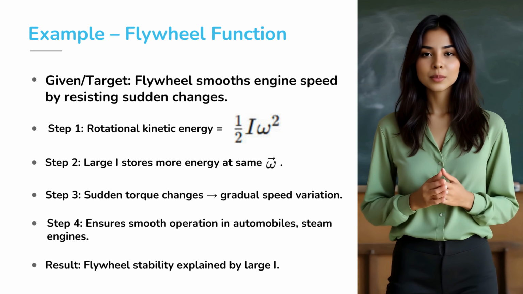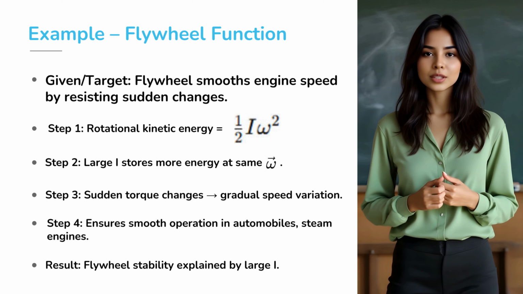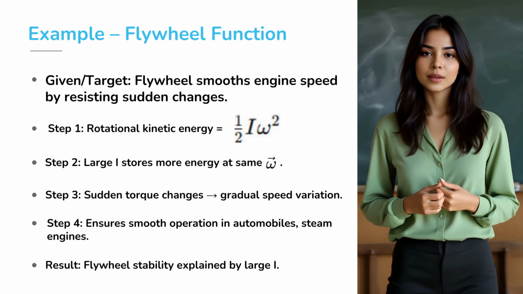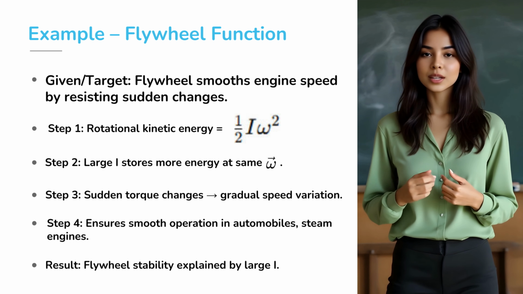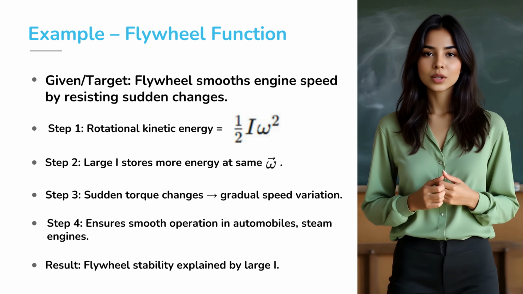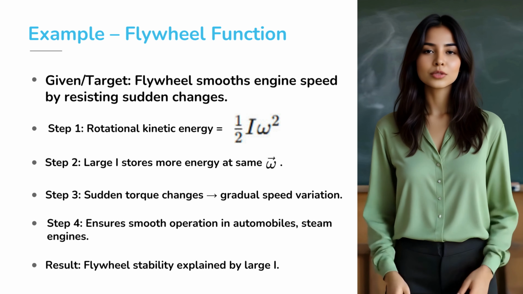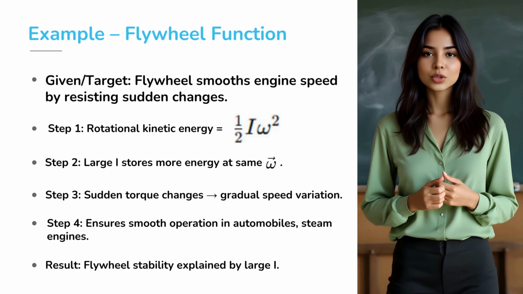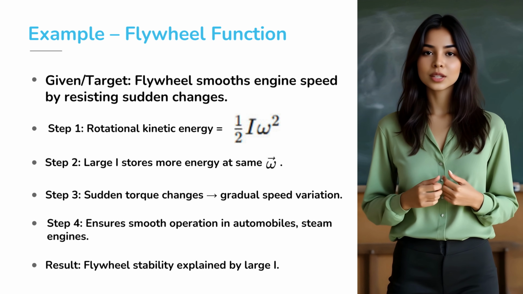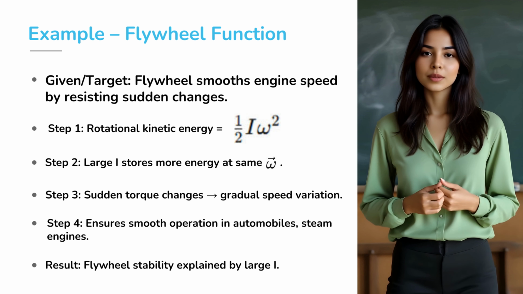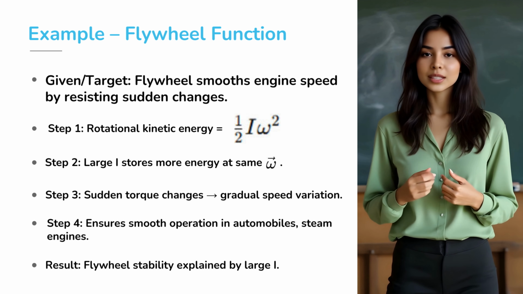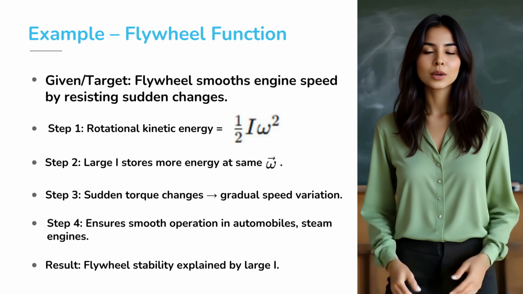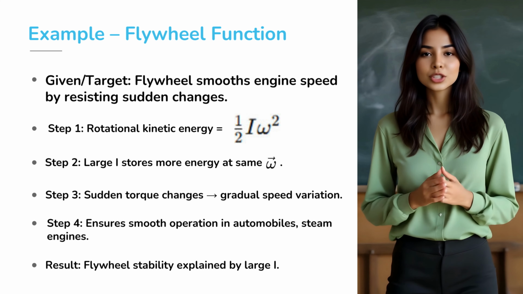Let's take a real-life example, the flywheel. It's a heavy rotating disc used in engines to smooth out speed fluctuations. Step 1. Its kinetic energy is half I omega squared. Step 2. Because I is large, the flywheel stores a lot of energy at the same angular velocity. Step 3. If engine torque fluctuates, the flywheel releases or absorbs energy gradually. Step 4. The result is steady, smooth rotation, preventing jerks in the machine. That's why even though flywheels add extra mass, they are indispensable in automobiles and steam engines.